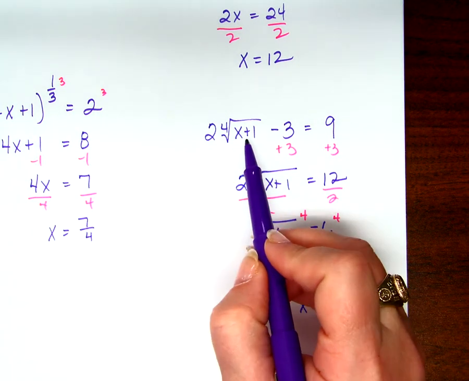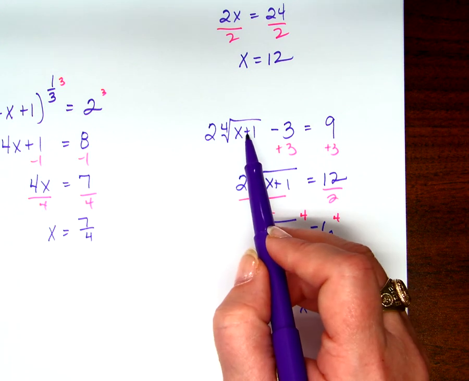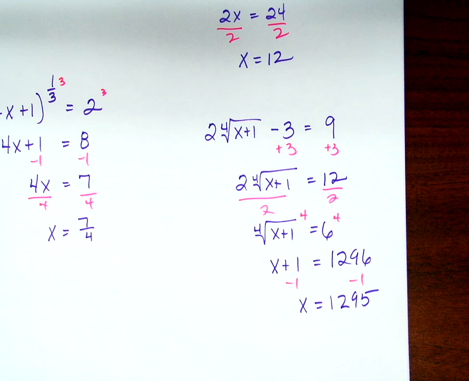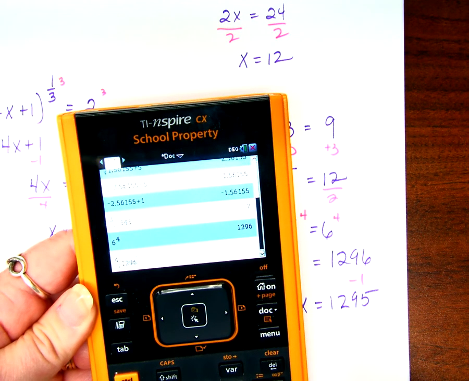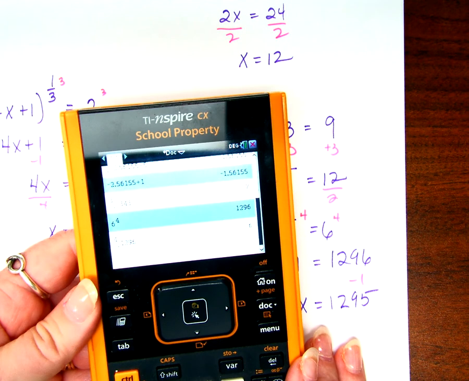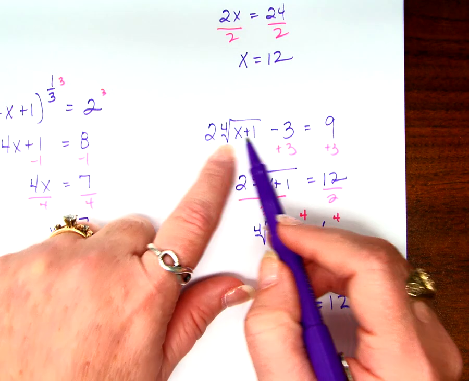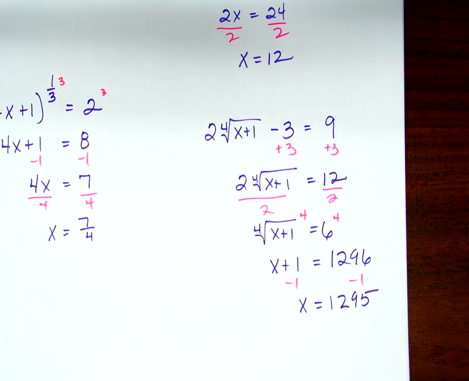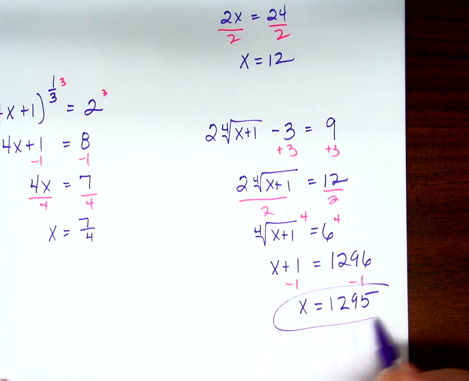Well, is it right? What's 1295 plus 1? 1296. What's the 4th root of 1296? Remember, if you don't know it, you can always go to check. 4th root of 1296 is 6. Okay. So 6 times 2? 12. 12 minus 3? 9. Does 9 equal 9? So I know that that's correct. We good? Any questions? Okay.